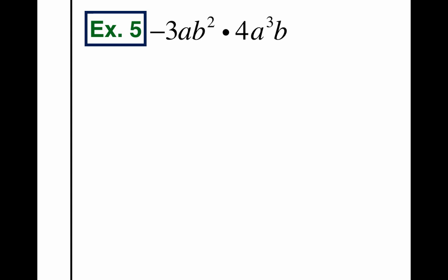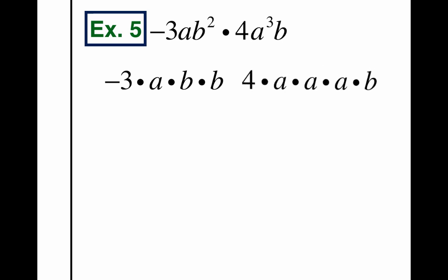Negative 3ab squared times 4a to the third b. Okay, so not a fraction problem, not looking for powers of 1. But I definitely need to expand it. So let's see, negative 3ab squared is negative 3a times b times b. And then 4a to the third power would be 4a times a times a, and then times b. Now rearrange it, put the numbers together. Negative 3 and 4 go together.